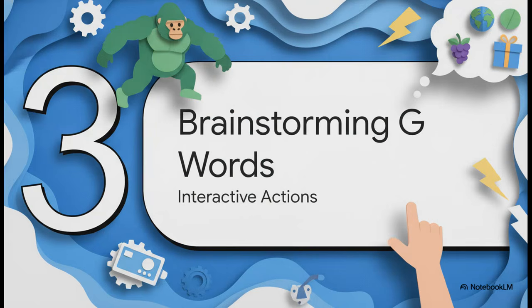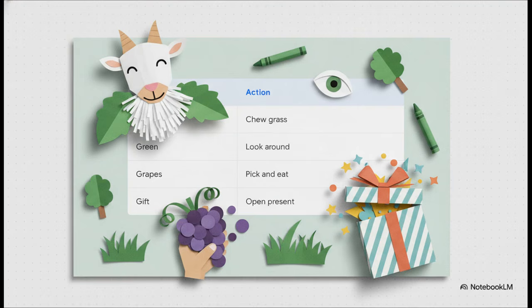All right, Section 3, brainstorming G words. So the absolutely crucial point here is that we don't just passively list words. We're associating this new letter with active physical movements to firmly lock in the vocabulary. For goat, you don't just say the word, you actually pretend to chew grass like a goat. Go ahead, try it. For green, you actively look around the room for something green. For grapes, you pretend to pick a bunch and eat them. And for gift, you mime opening a big, exciting present. It is total physical engagement with the language.